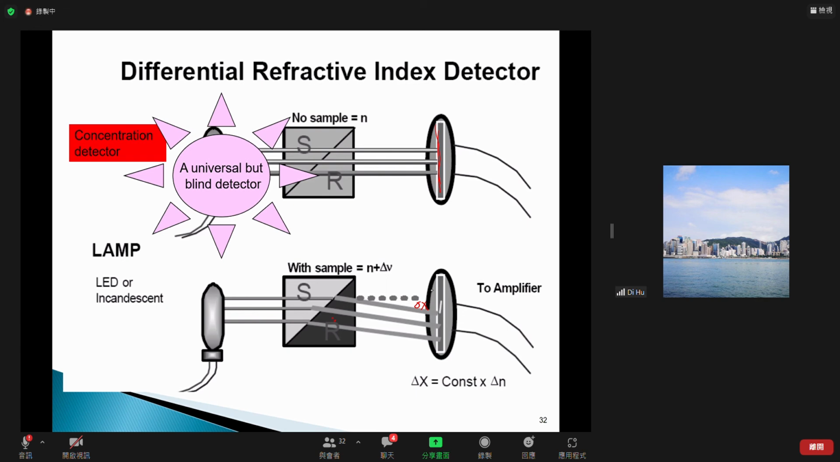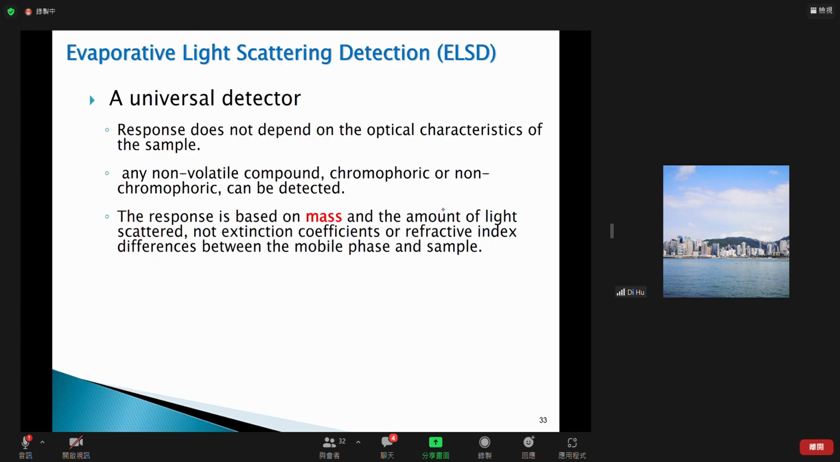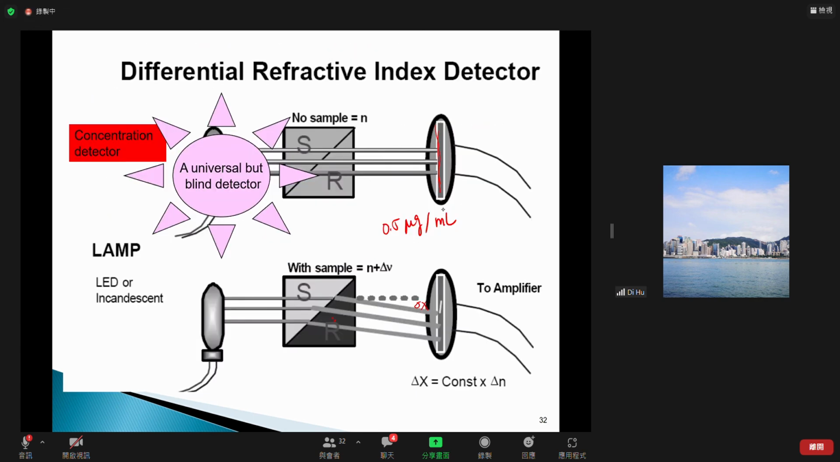The sensitivity is not really that good. It normally goes down to only 0.5 microgram per milliliter. So we say it's a universal but blind detector, and it's not really that sensitive. Also, earlier we said that it's not good for gradient elution. But anyway, for size exclusion chromatography here, that is not really a big matter.